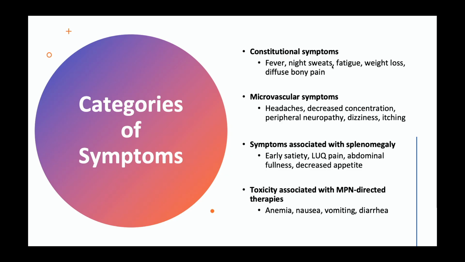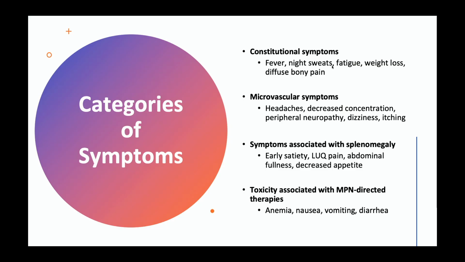This is relevant because chronic inflammation drives a lot of these symptoms. And so when I think about the different symptoms in MPNs, I think about different categories. So number one, constitutional symptoms. Again, these are the inflammatory symptoms. People get fevers and night sweats. People get weight loss, headaches, pain. These are all because of that chronic inflammation.